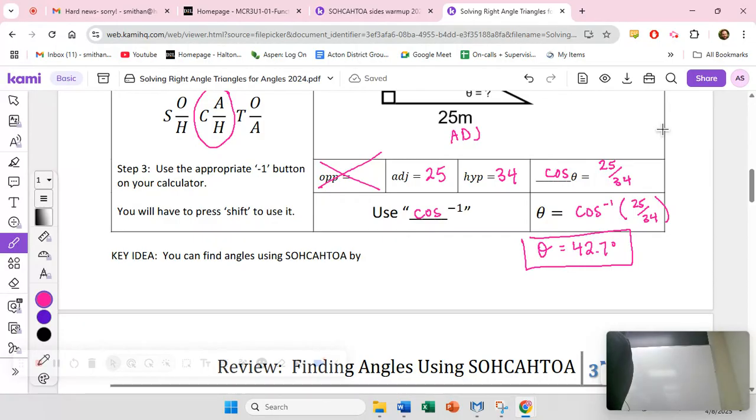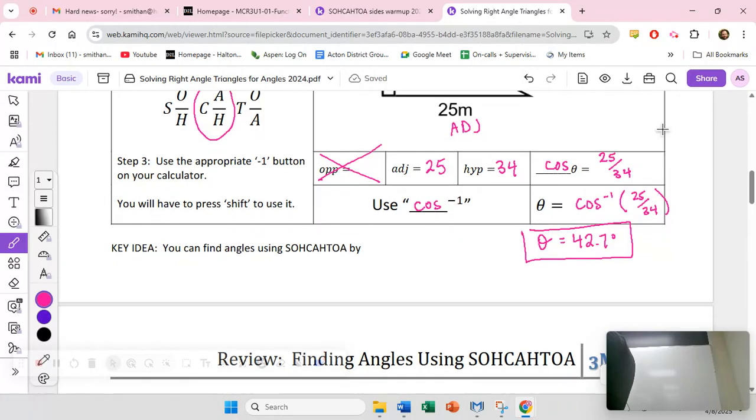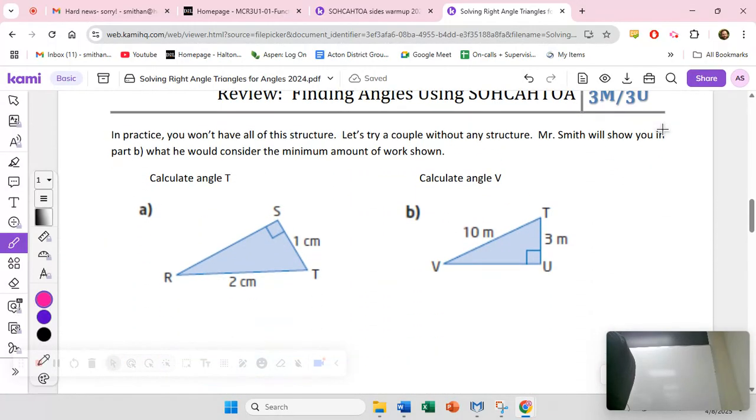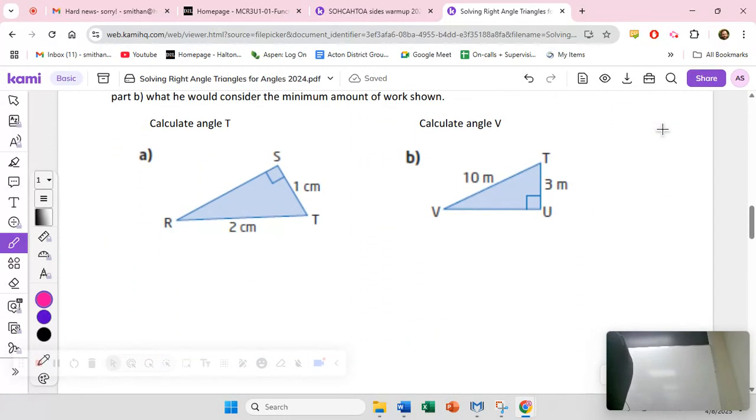Anything you guys want to chat about? That's 2 in the books. All right, let's continue then. Can you guys set these up with no structure for me? Choose an appropriate ratio. Note the angle you're finding. And then we'll have a conversation about what I would consider bare minimum. Because I know how many of you guys like to just do the bare minimum.